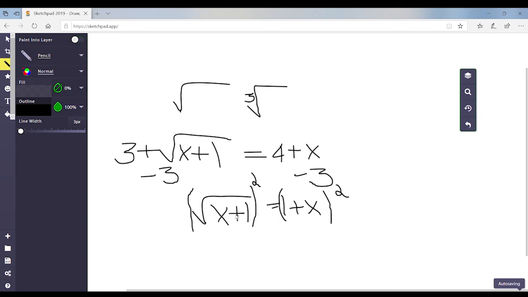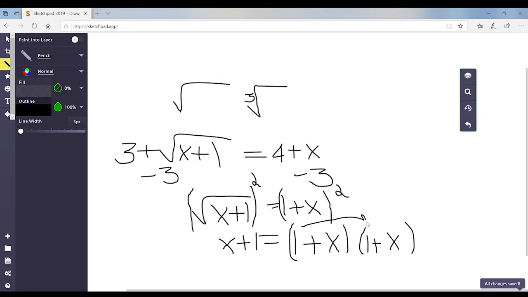Okay. So now the square root and the square cancel, so we get x plus 1 equals 1 plus x squared, right? And we can rewrite that as 1 plus x times 1 plus x. So just writing it now, 1 plus x times 1 plus x. Okay. So now let's do distribution. If you don't know what distribution is, you can go on to Khan Academy, but I'm just doing distribution right now. It's basically what you have to do when you multiply binomials or trinomials together. So we get 1 plus x plus x squared.